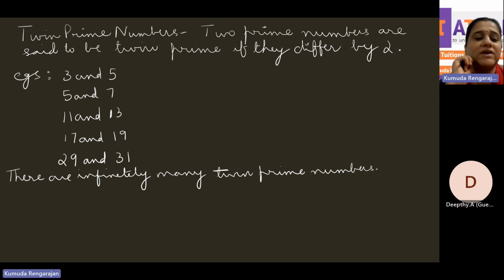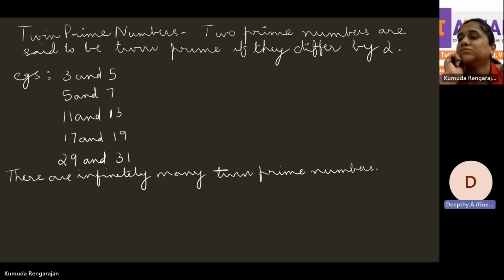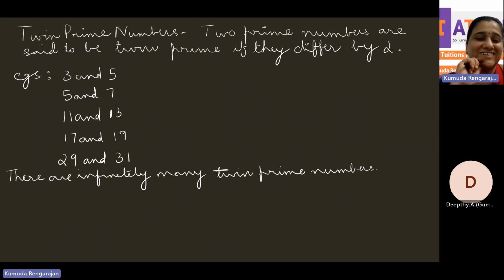So we can see 3 and 5 are prime numbers and they're twin primes because they differ by 2. And 5 and 7 are also prime numbers. Okay. So co-prime numbers can be any two numbers, but twin prime numbers have to be two prime numbers. See the definition: two prime numbers are said to be twin prime. So both numbers must be prime, and they are twin primes if they differ by 2. The difference must be 2.